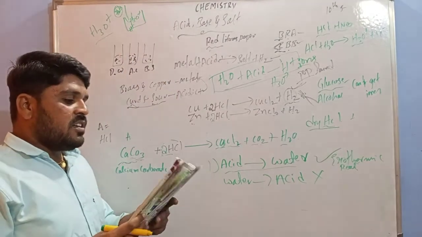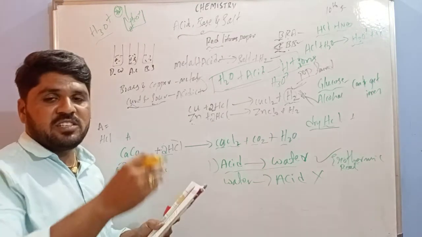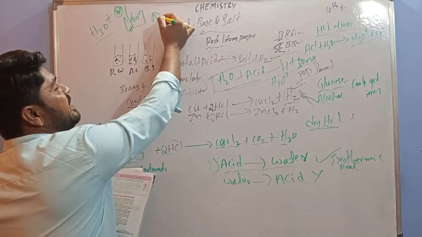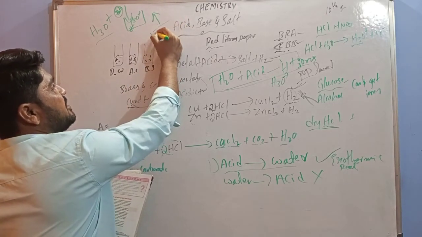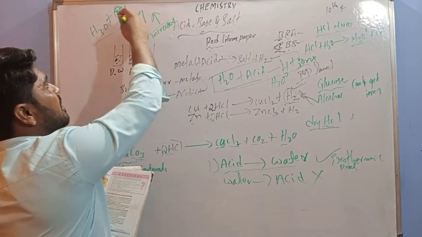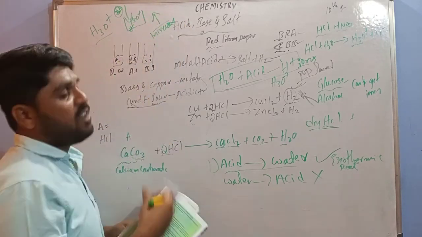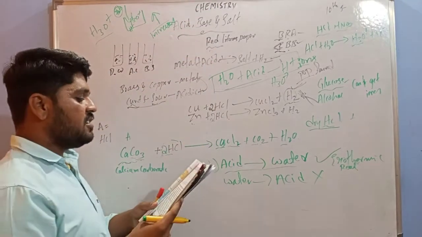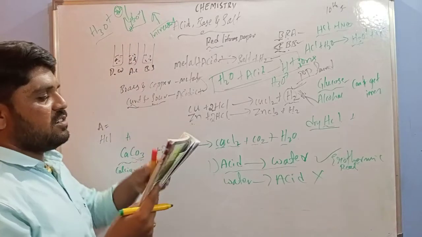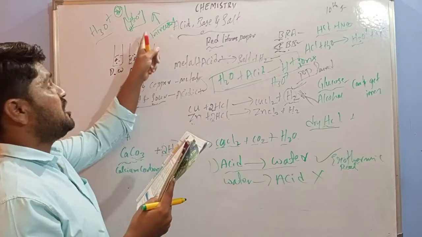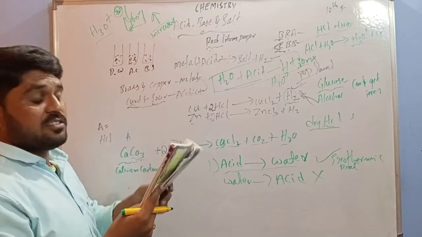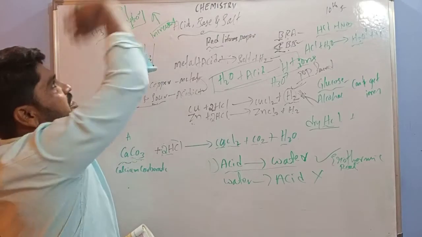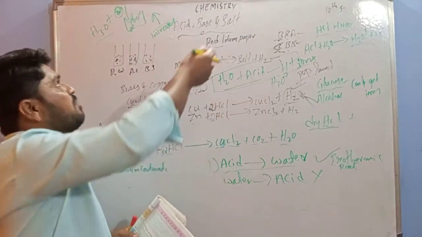That means the H3O plus ions, the hydronium ions, are increased. The hydronium ion concentration is increased. Why? Because the H plus ions react with water and produce more hydronium ions. That's why it is affected. Hydronium means H plus ion, so the H plus ion concentration increases by diluting.